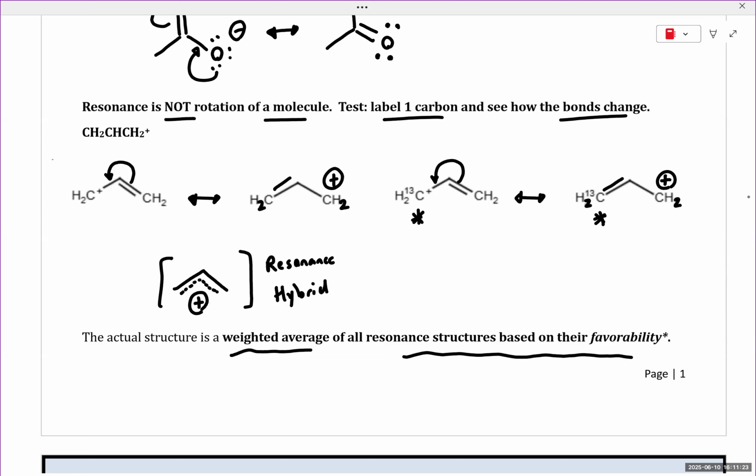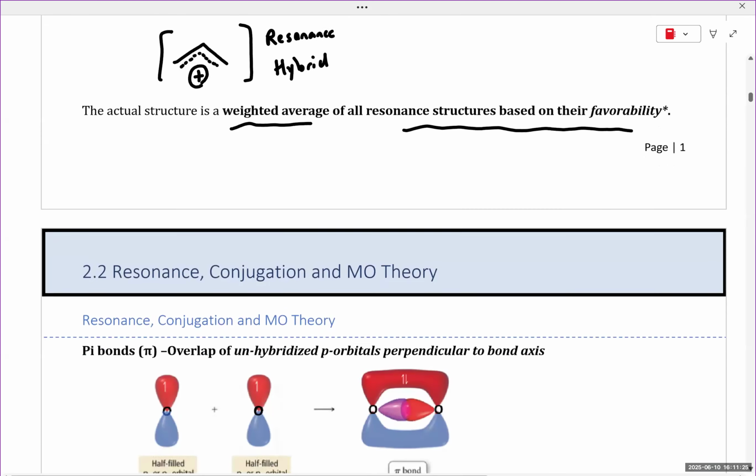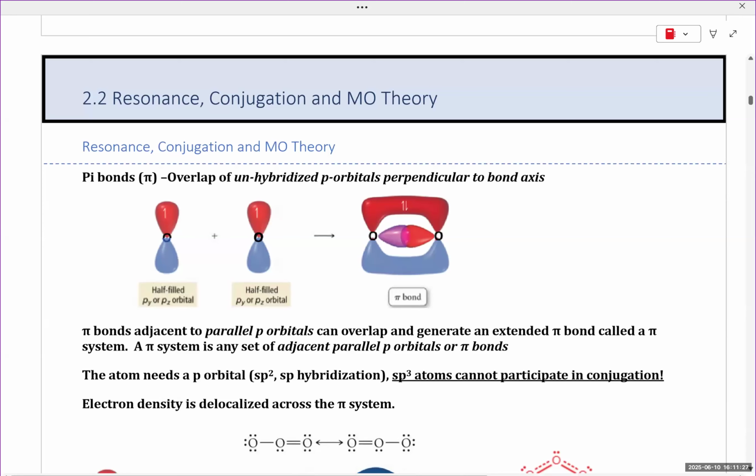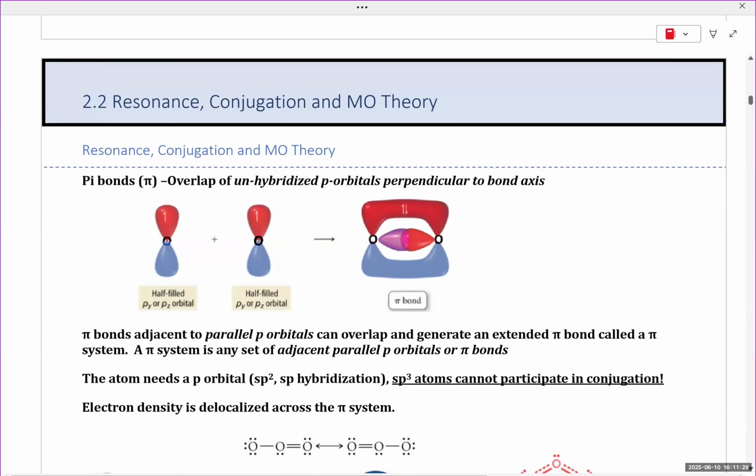Okay, so let's talk about resonance and conjugation from the perspective of MO theory, molecular orbital theory. Pi bonds involve the overlap of unhybridized p orbitals perpendicular to the bond axis. So we have two p orbitals, they can overlap, and this yields a pi bond.